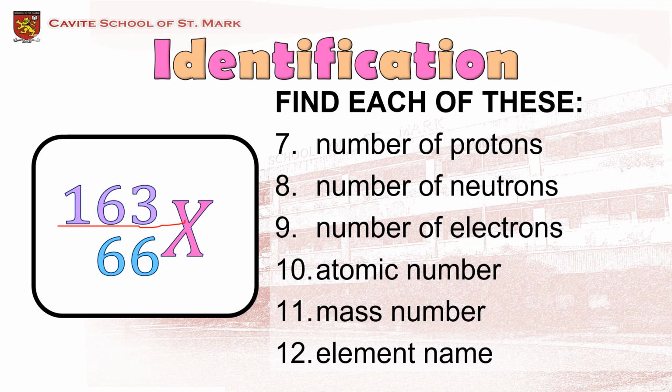Give the answer. The number of protons is 66 because the atomic number is 66. The number of neutrons is 163 minus 66. You get the number of neutrons as 97. Then you get the number of protons.